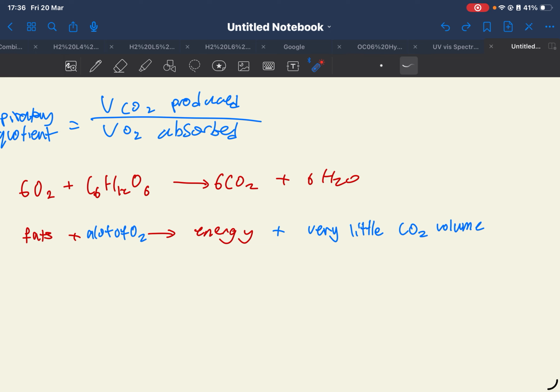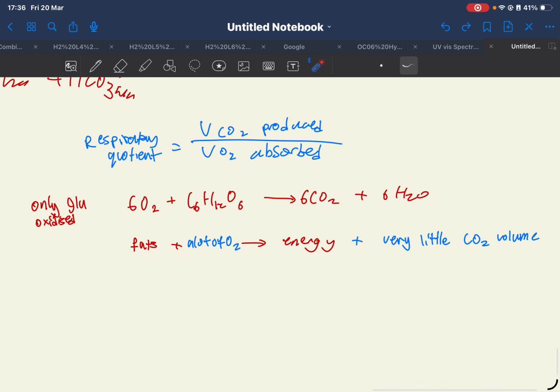So for A levels, you only need to memorize one value, which is the RQ of glucose. Then the rest are just lower than 1, because the rest are not that efficient at oxidizing, because there's still some energy trapped. They are not completely oxidized. That's all you need to know, okay?